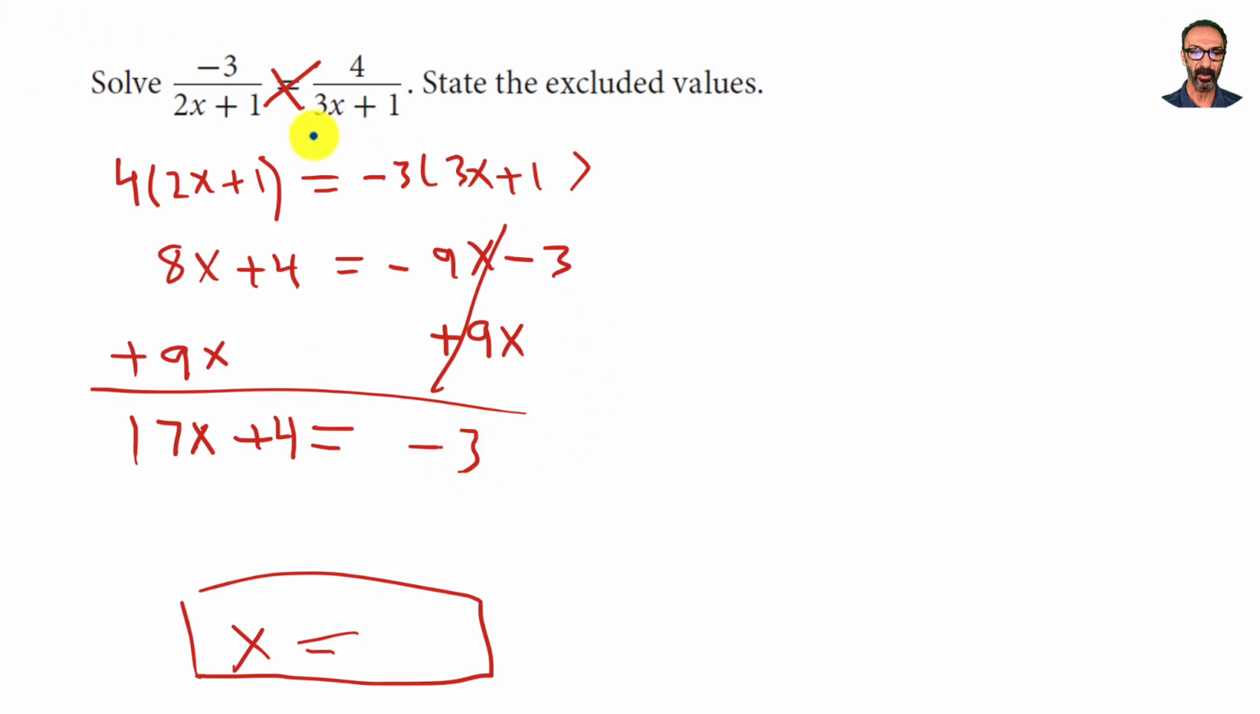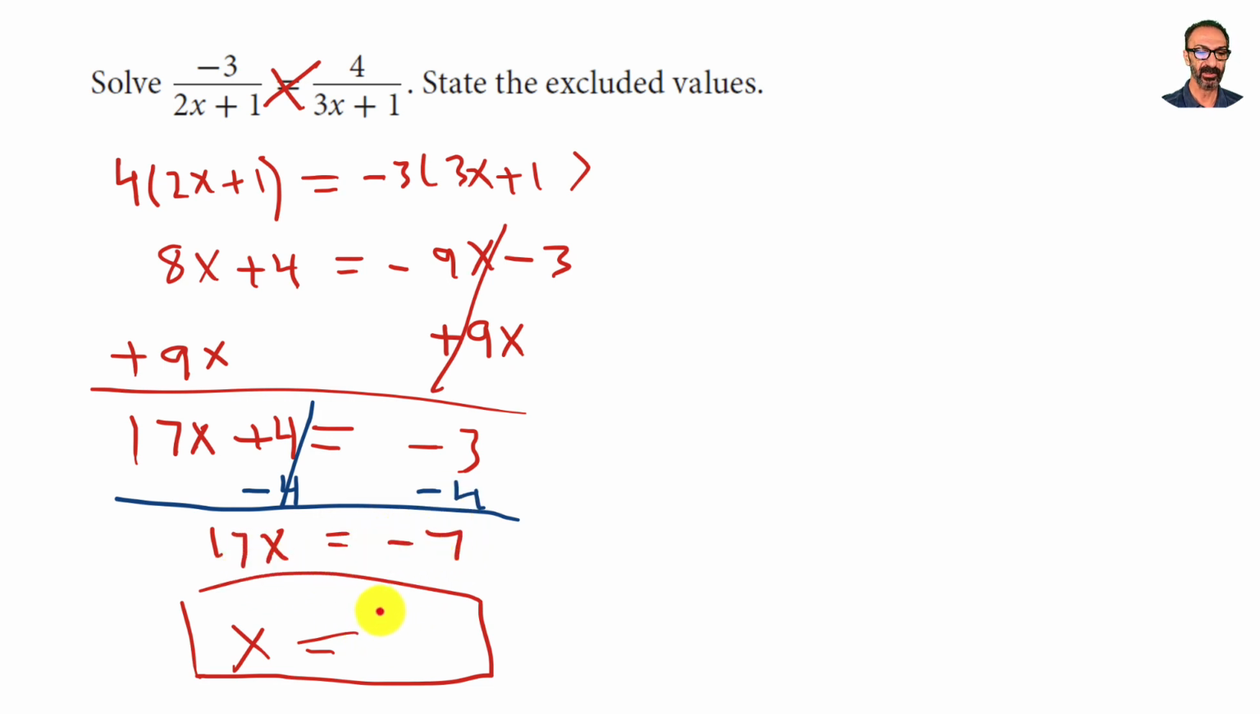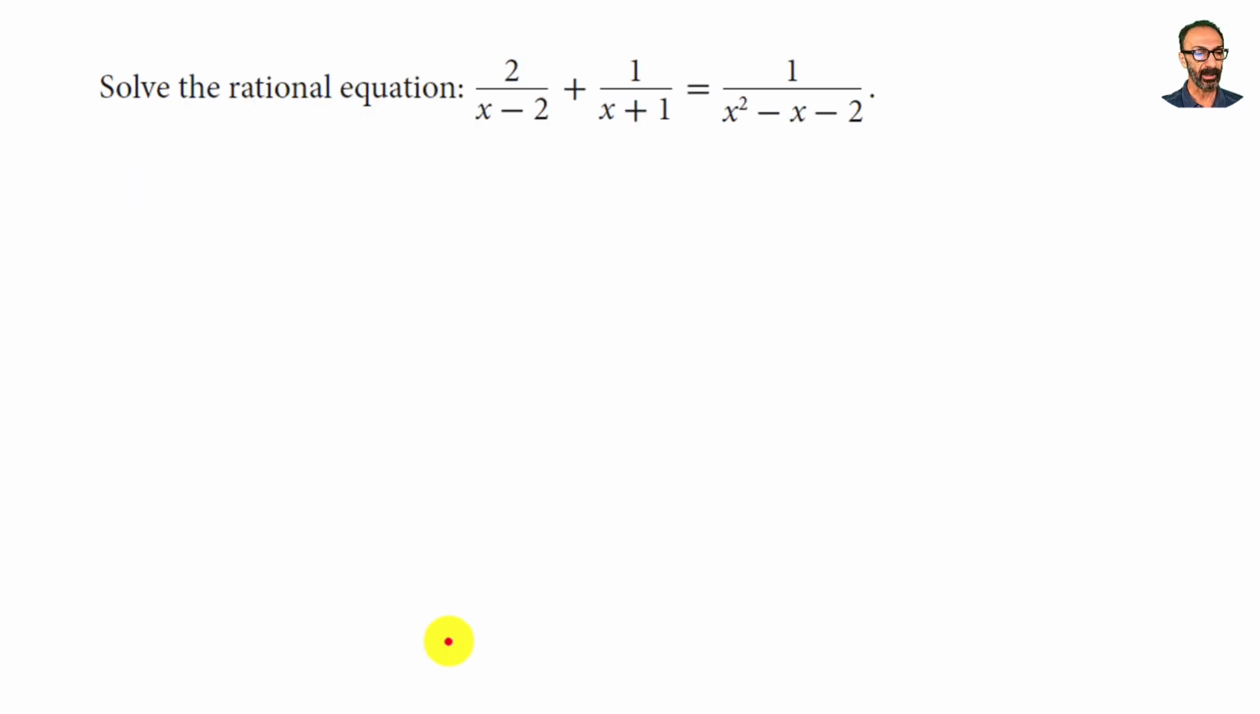Next, we are going to subtract 4 to leave x's alone, because 4 is in my way. And we have now 17x equals negative 7. Divide both sides by 17, and the answer is negative 7 over 17. And that should do it. We're almost done. Notice that negative 7 over 17 does not make the denominators either 1, 0. So we're fine. Okay, here's another one.